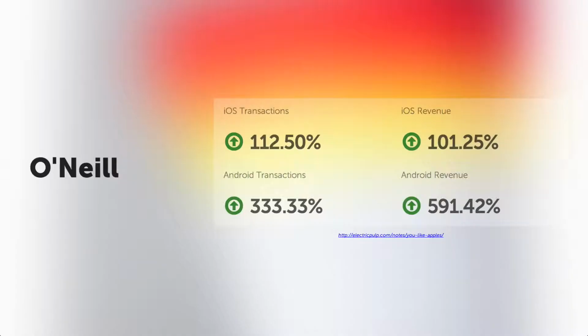So the first case we're going to look at is O'Neill. O'Neill's a large surf retailer. They had a separate mobile app, and they chose to redesign responsively. And as you can see, their iOS transactions increased greatly, their revenue increased greatly, the Android transactions and revenue went through the roof. For a company like O'Neill, who's fairly large, these numbers are massive.